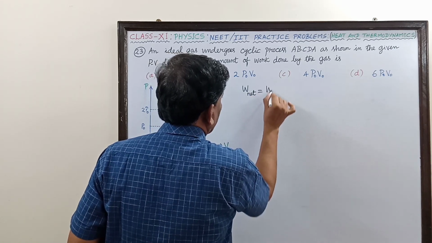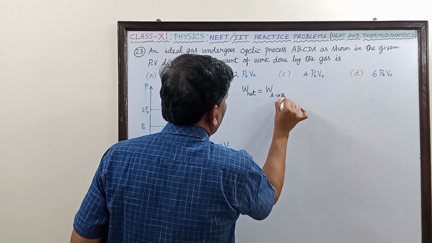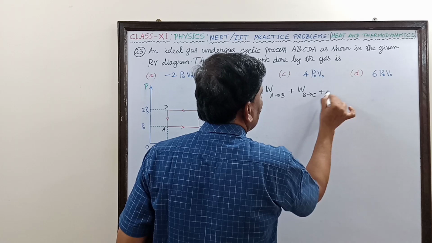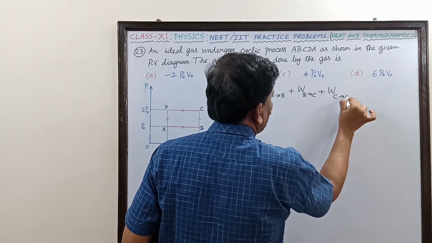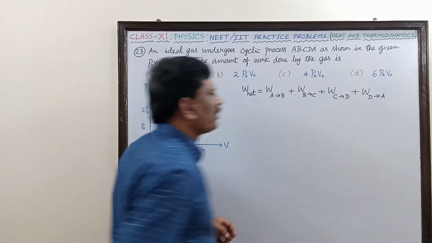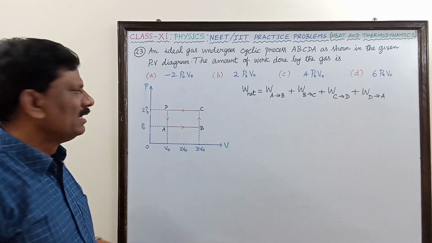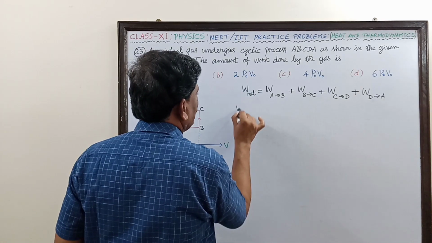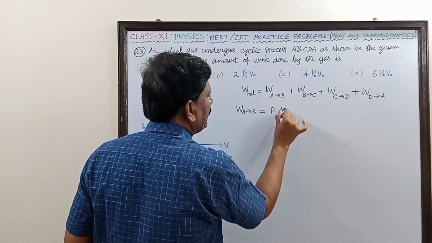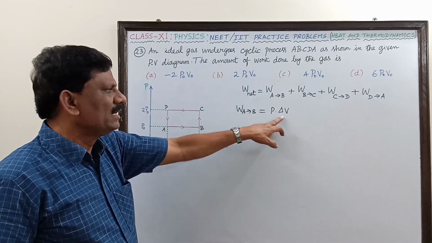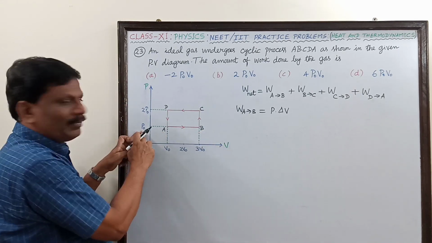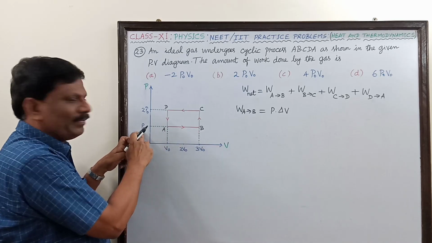So the net work done A, B, C, D, A is equal to work done from A to B plus work done from B to C plus work done from C to D plus work done from D to A. So we have divided into 4 steps. Now in general, work done is given by P dV, P into delta V, change in the volume. From A to B, both A and B have a pressure P0.